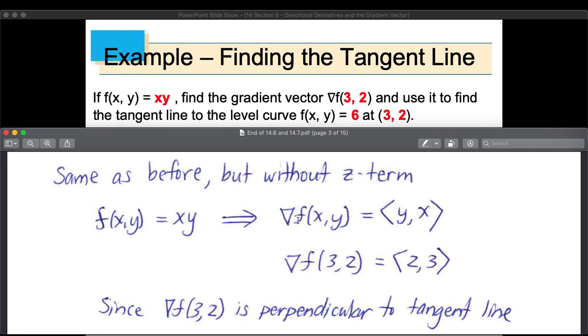But I want to point out something very important here. Now, let's read the question up top before I continue. It says they want us to find the gradient vector and then use it to find the tangent line to the level curve f of xy equals 6 at 3, 2.